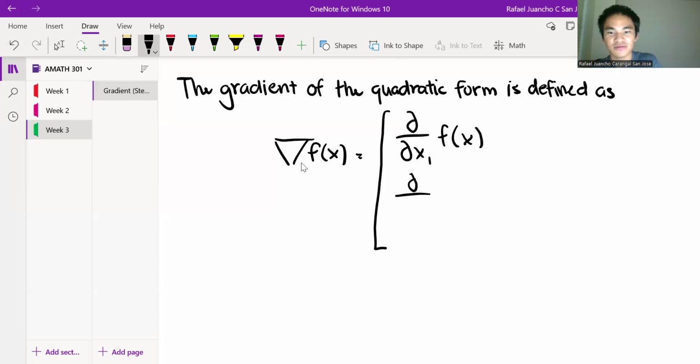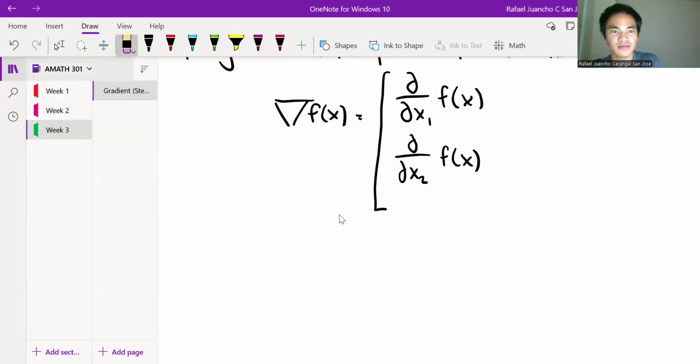So this goes to x2, derivative of the, all the way to n. This goes all the way to n.